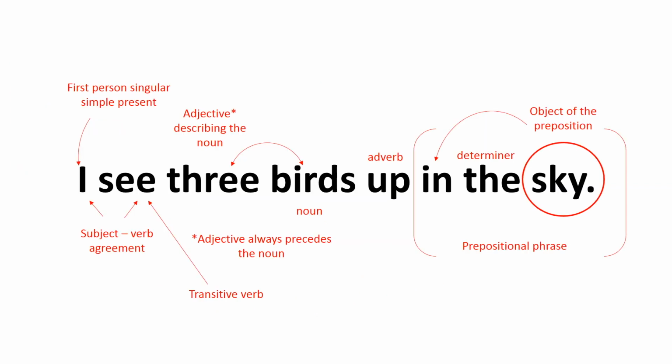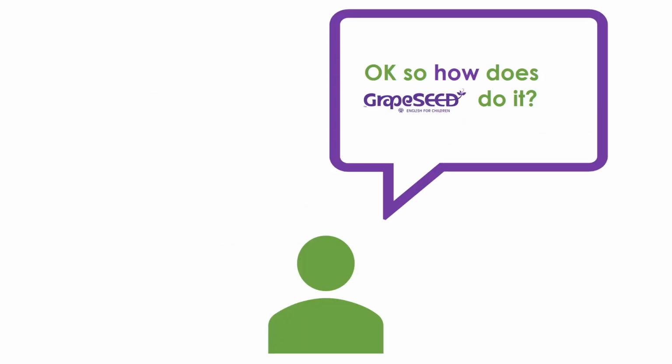"I" is the first person singular simple present tense. "See" is the transitive verb. There must be subject-verb agreement. "Birds" is the noun. "Three" is the adjective describing the noun. "Up" is the adverb, and so on and so on. This is confusing for adults, let alone children. Okay, so how does GrapeSEED do it?